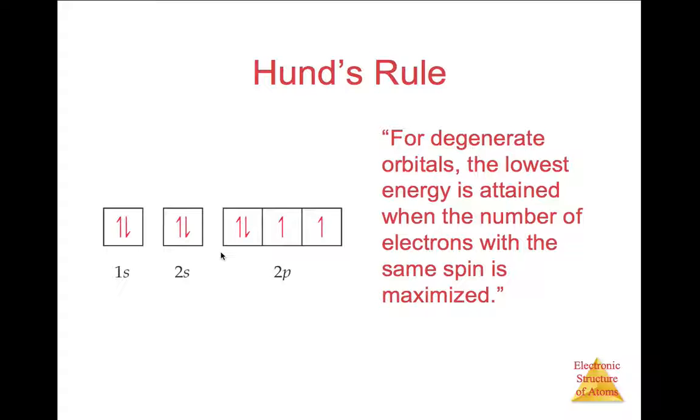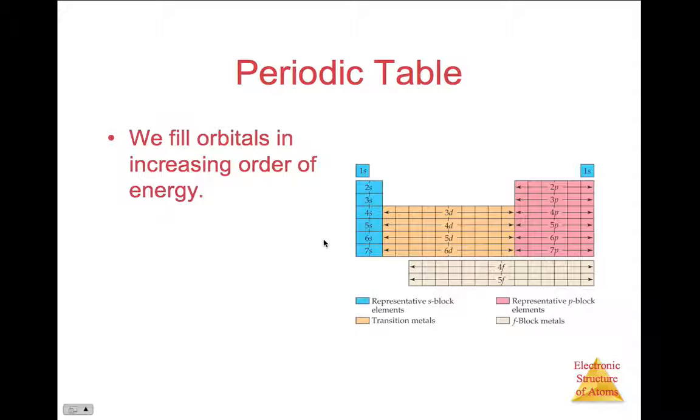Hund's rule says that for orbitals that have the same energy, the fancy name for which is degenerate, the lowest energy is attained when the number of electrons with the same spin is maximized. What that means in layman's terms is that when you put electrons into an orbital set like the 2p, you first put one electron in each orbital of the same spin before they pair up. One electron in each orbital before they pair up. That's called Hund's rule of pairing. We fill the orbitals in increasing order of energy.